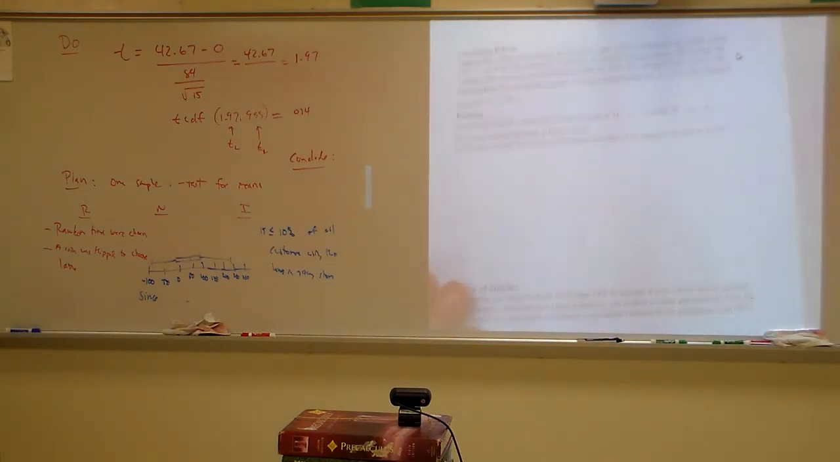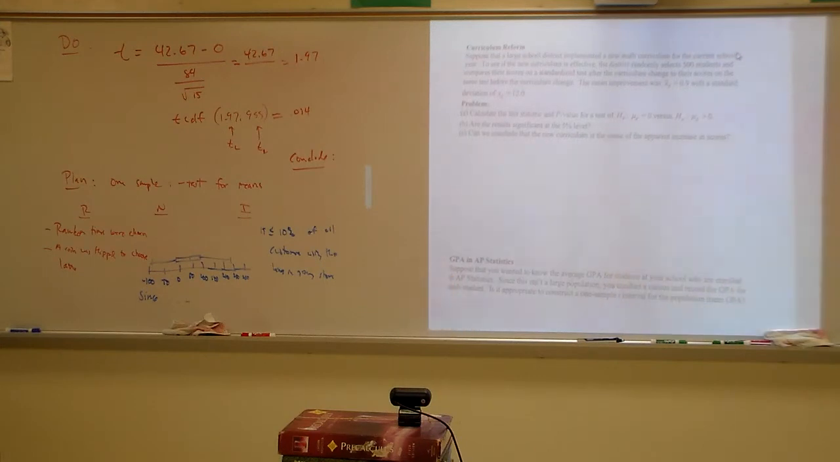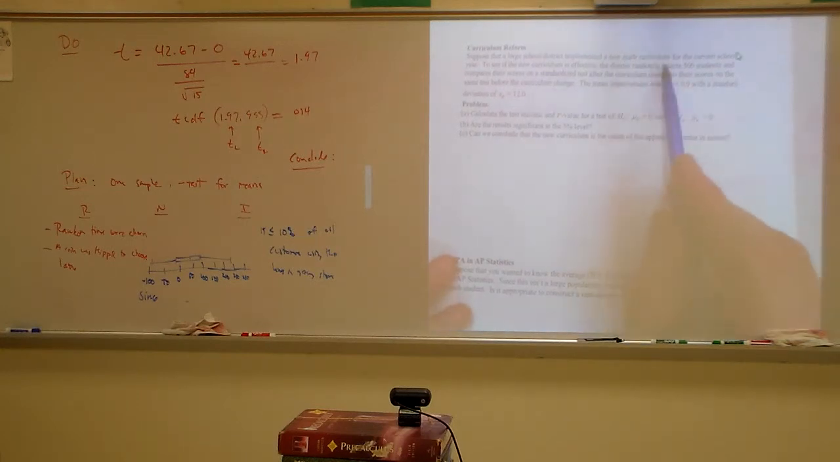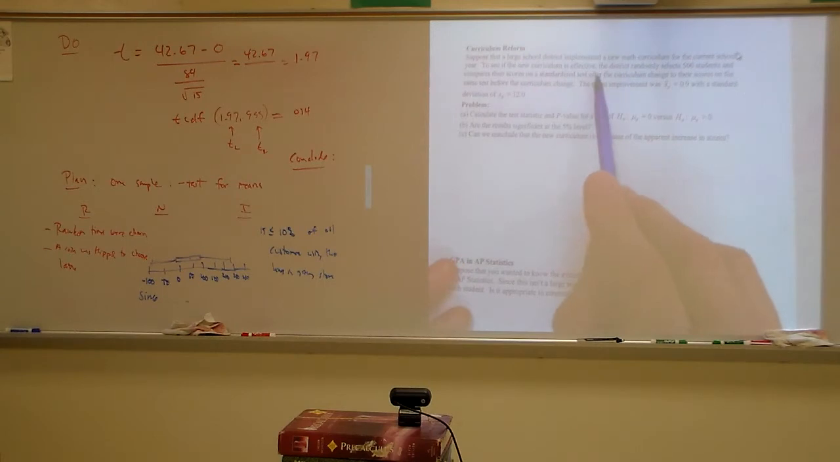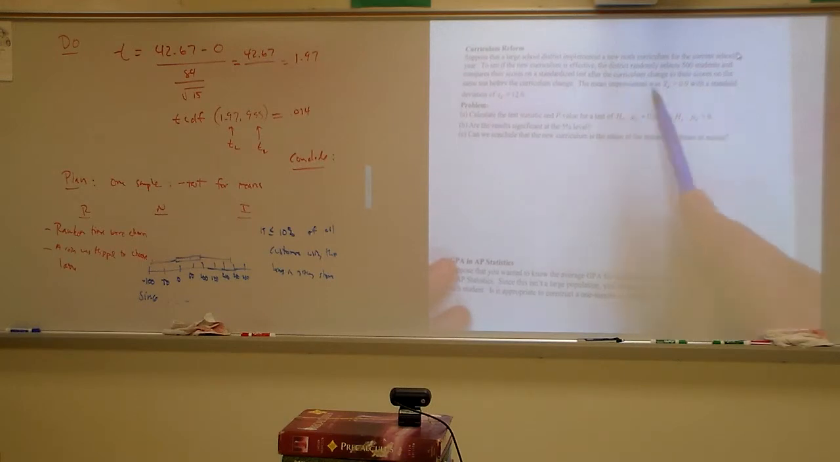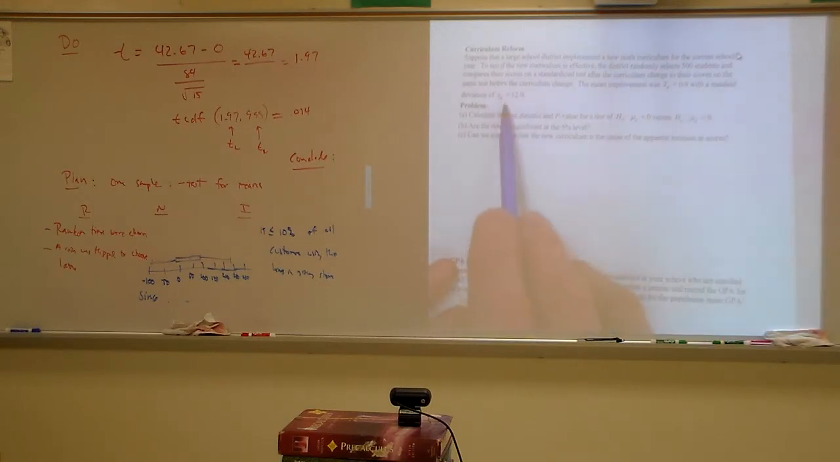Here's an example. Okay, curriculum reform. What do I got left? 6 minutes. Suppose that a large school district implemented a new math curriculum for the current school year to see if the new curriculum is effective. The district randomly selects 500 students and compares their scores. The mean improvement was 0.9 with a standard deviation of 12. Calculate the test statistic and p-value.